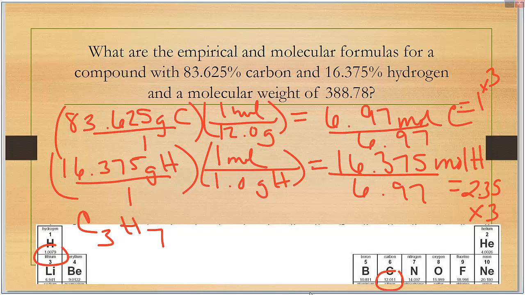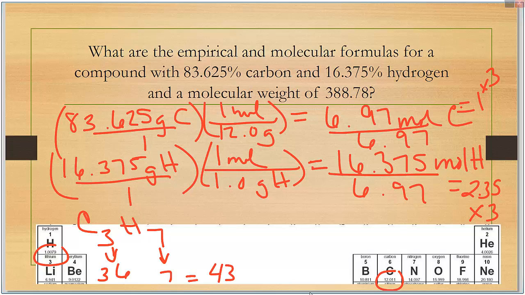So we started with the percentages. Convert this over to the empirical formula. Once you get to the empirical formula, you need to figure out the molar mass of the empirical formula. So 3 times 12 is 36, and 7 times 1 is 7. That gives us a total of 43 for the mass of the empirical formula.